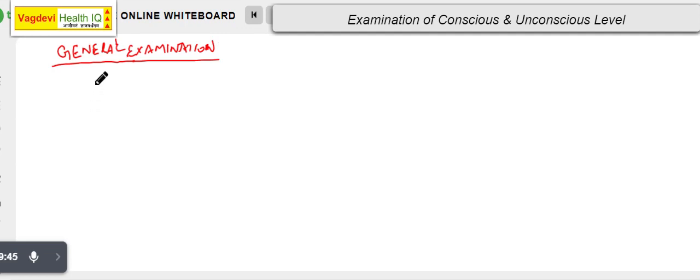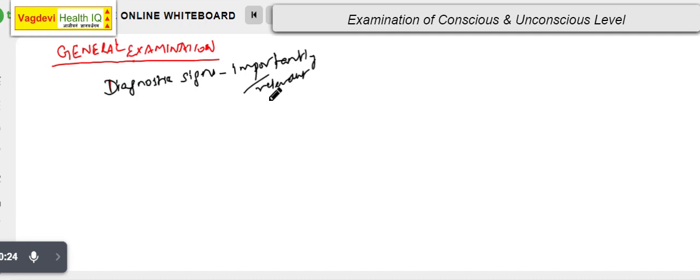So general examination, last time we discussed more than 20 points, right? Like temperature, fever, any sort of skin changes, any sort of systemic illness, diabetes, or any kind of present condition, like diagnostic signs. If somebody has a heart problem, cardiovascular issues, you remember, so importantly, relevant information we have to take into consideration.